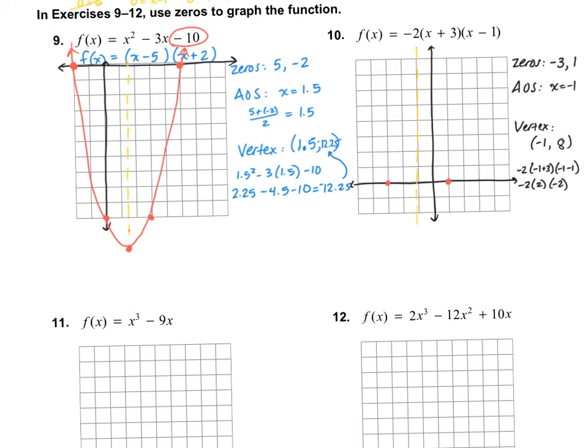And I have a vertex up at positive 8, negative 1, comma 8. And there I have it. Okay, let's move on to number 11 and 12.